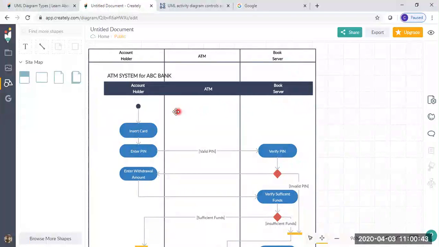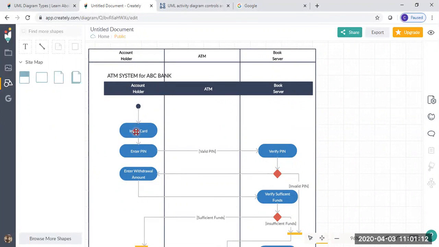Anyways, so the activity would start from the initial node. This black colored circle is nothing but the initial node of an activity diagram. So these arrows are nothing but transitions. Fine. So from the initial node, we go to the first activity, which is called the insert card activity. So these blue boxes are for the activity that is going to take place.